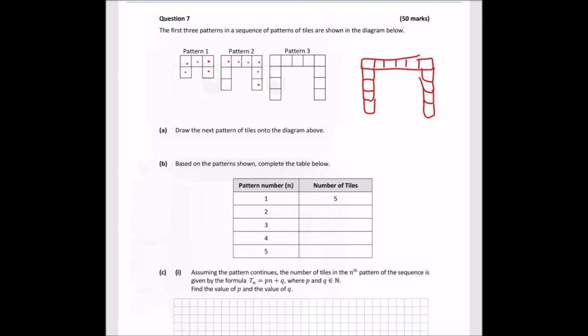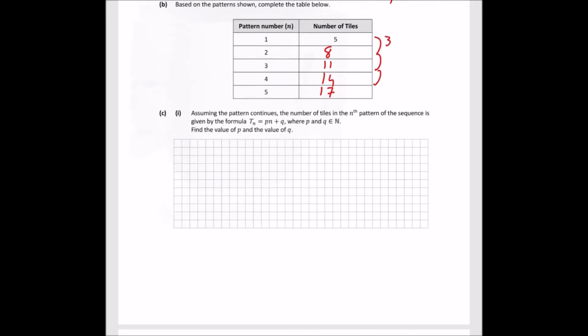Okay, next, based on the pattern shown, complete the table below. Pattern 1 has 5 tiles, as it does. Pattern 2 has 1, 2, 3, 4, 5, 6, 7, 8. Pattern 3 has 11. Pattern 4 then has 14. And if we notice, it's going up in threes, so that'll have 17. Okay, so it's a linear pattern. By the way, when you're drawing this, make sure you do it in pencil, okay, with a ruler.